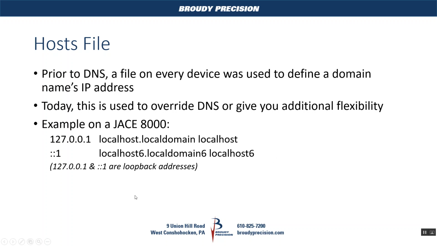Examples are on the JS8000, you've got 127.0.0.1, which is your loopback, and that is routing to or looking up to localhost.localdomain and localhost. And then you've got the IPv6 version, which is just ::1, and that will resolve to localhost6.localdomain6 and then localhost6. And then just remember that those IP addresses, both the v4 127.0.0.1 and the v6 ::1 are your loopback addresses.